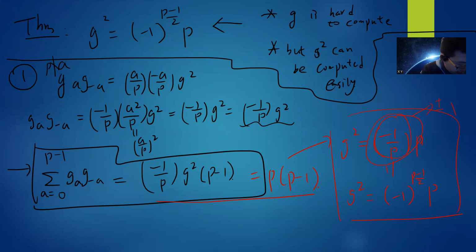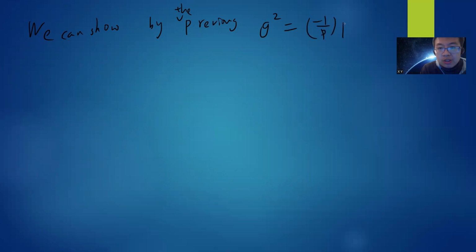And what I want to say is that now we have this tool, so we can prove the very real results. We can show the quadratic reciprocity law by the previous result, g squared. Simply prove that g squared is just (-1/p) p.